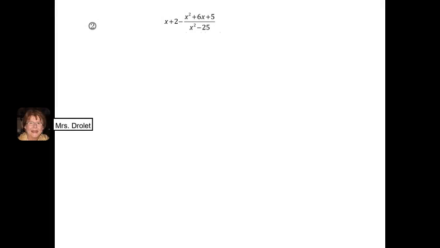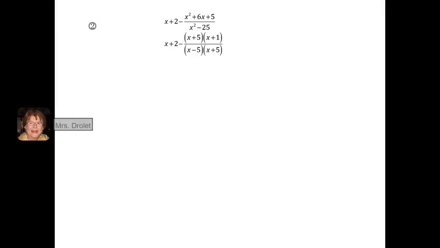How about this example? X plus 2 minus a rational expression, x squared plus 6x plus 5 over x squared minus 25. Do you remember what the first step is? Can you do that at your desk and then you can verify? Always factor numerator and denominator if possible.